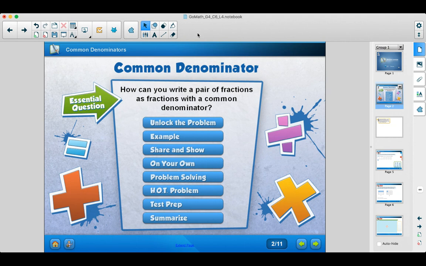Today we will be working on lesson 6.4 in your Go Math book, page 345. Our essential question today is: how can you write a pair of fractions as fractions with a common denominator? Basically, you want to be able to convert fractions that have different denominators to fractions with the same denominator.